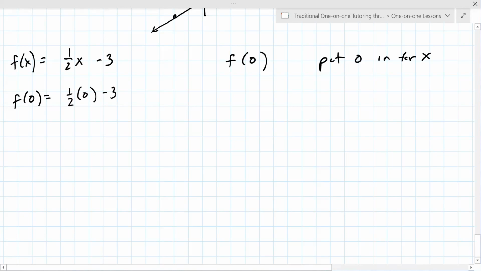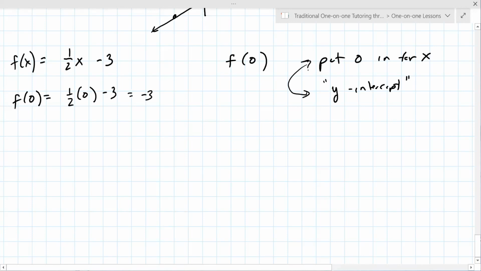So then you have to simplify. What is 1/2 times 0? 0. Minus 3. Minus 3. Yes. So this is the y-intercept. And you need to know this. You need to reconcile this between now and whenever your test or quiz is.